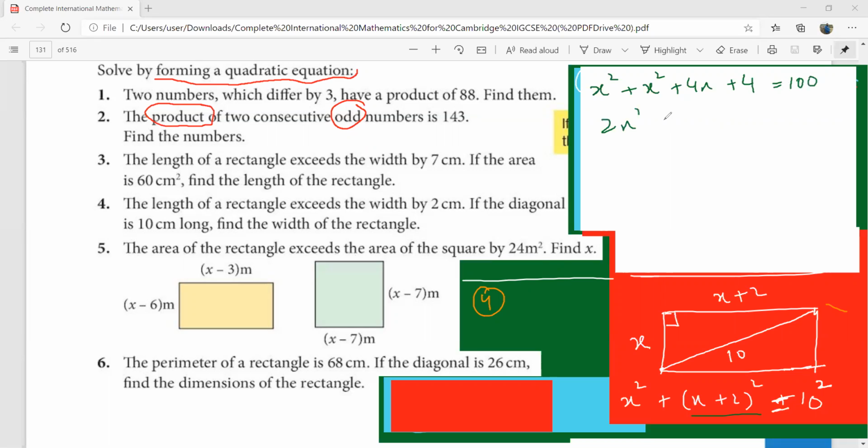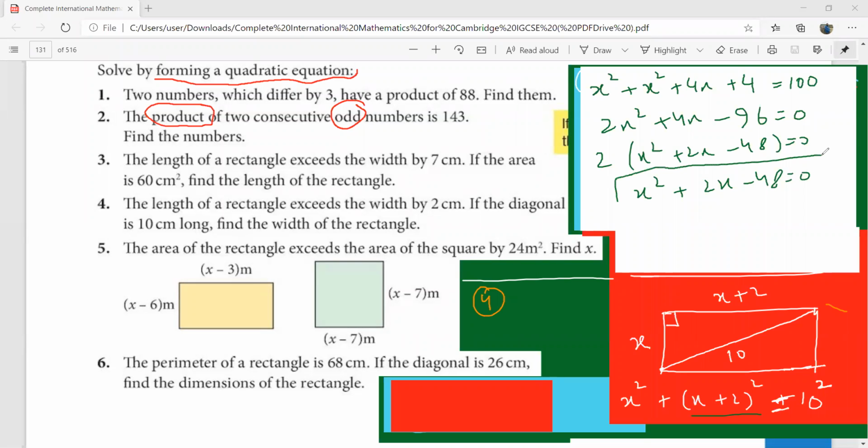This is 2x squared plus 4x minus 96 equal to 0. You can take 2 as common from here. This is x squared plus 2x minus 48, equal to 0. This is the equation that we have to form. This one is the required equation here.